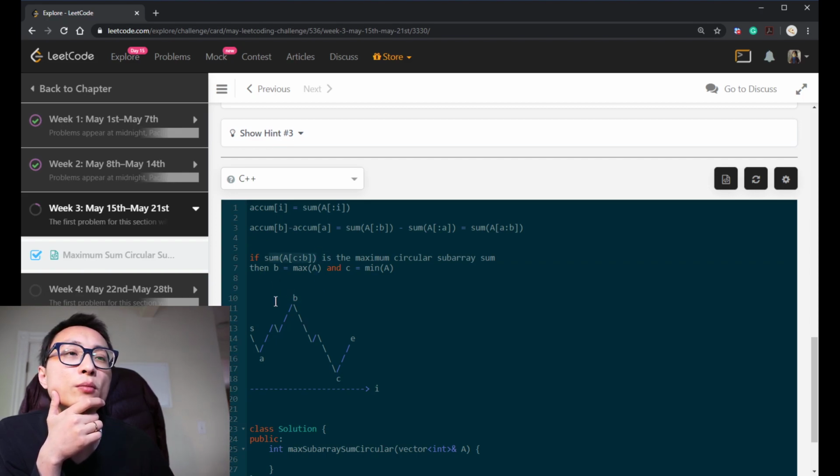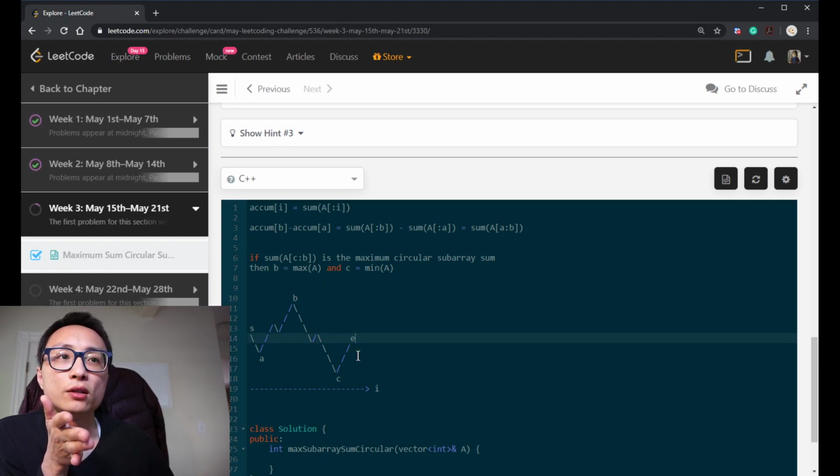No matter whether the high point is between S and B or B to C, as long as it's before C, we can just extend the upper bound to that even higher point to have a higher circular subarray sum. If it's in between C and E, then it's no longer the cycle. It's directly from C to the highest point, and in that case the Kadane algorithm will just catch that.